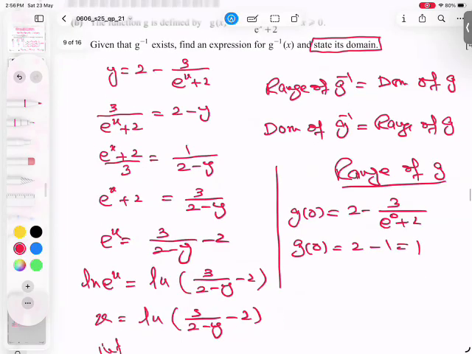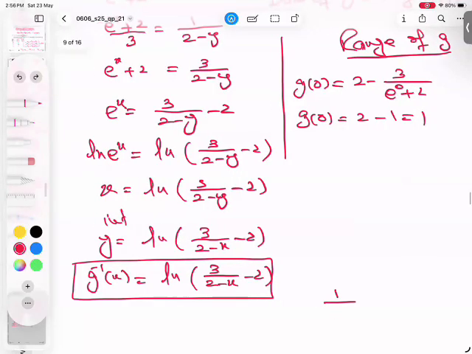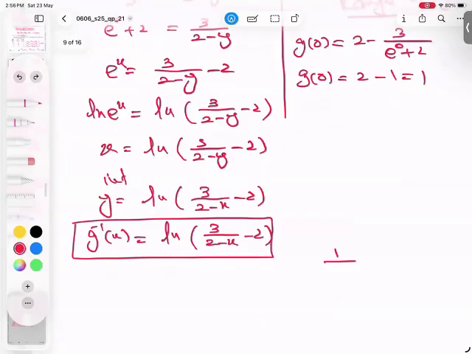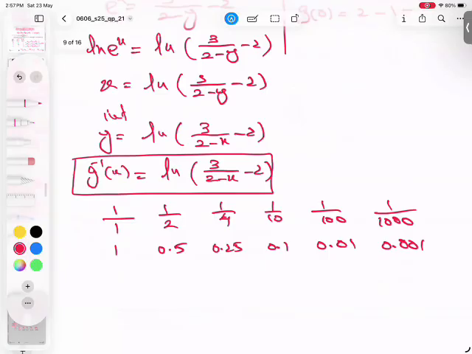Again, students, a very interesting part, let me give an example. If I have 1 over x, for example 1 over 1, it will give you 1. If 1 over 2, this becomes 0.5. 1 over 4, 0.25. And 1 over 10, 0.1. 1 over 100, 0.01. 1 over 1000, 0.001. It means that as the denominator is increasing, this number is decreasing.